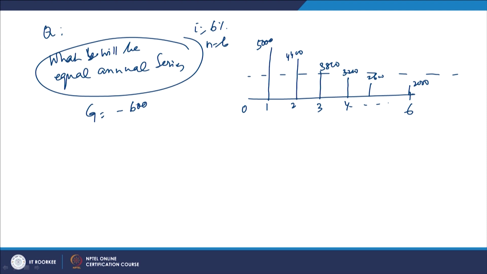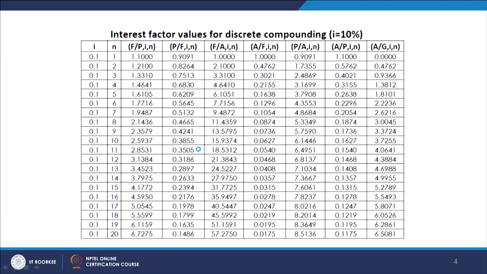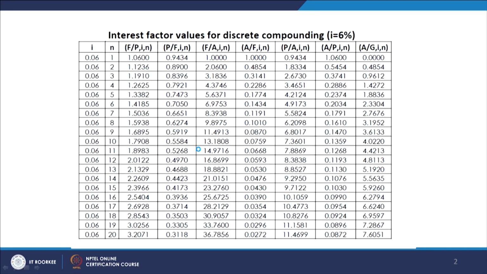So what we get is the equivalent annual amount. In this case your base amount is 5,000, and it will decrease by 600. So it will again be A by G i n, for 6%. If you look at the A by G i n for 6%, it is here, 2.3304.